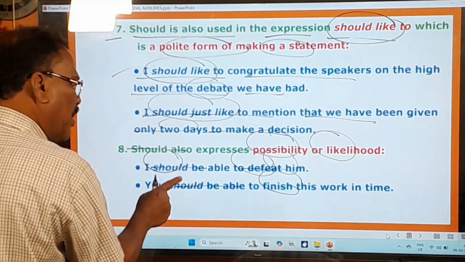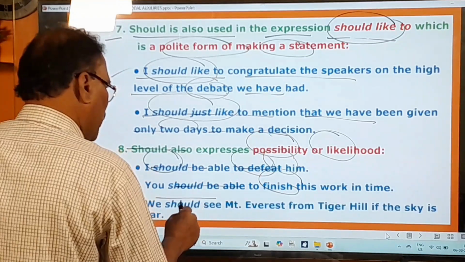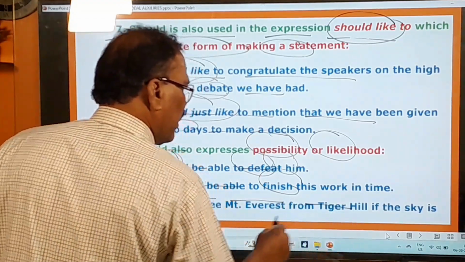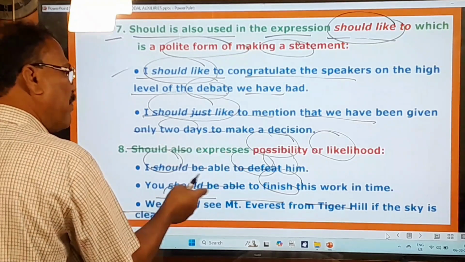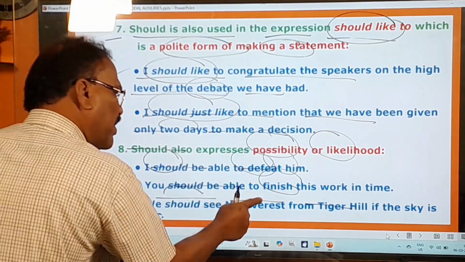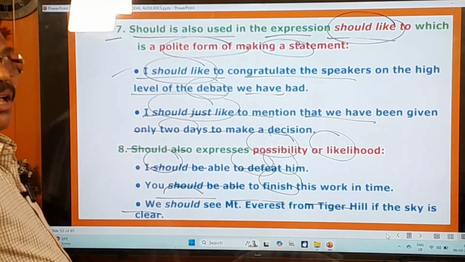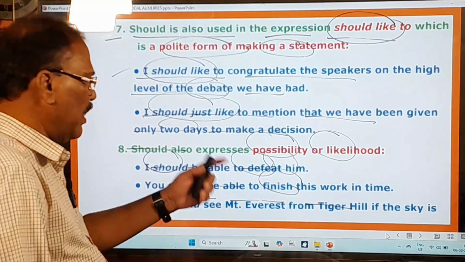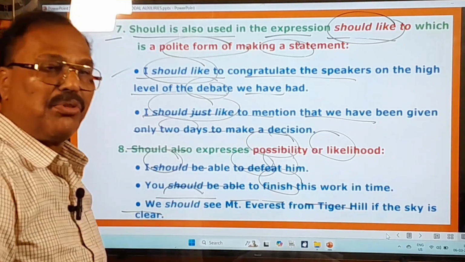That means you have the possibility of finishing this work in time. We should see Mount Everest from Tiger Hill if the sky is clear. We should see. That means there is every possibility of seeing Mount Everest from Tiger Hill if at all the sky is clear.